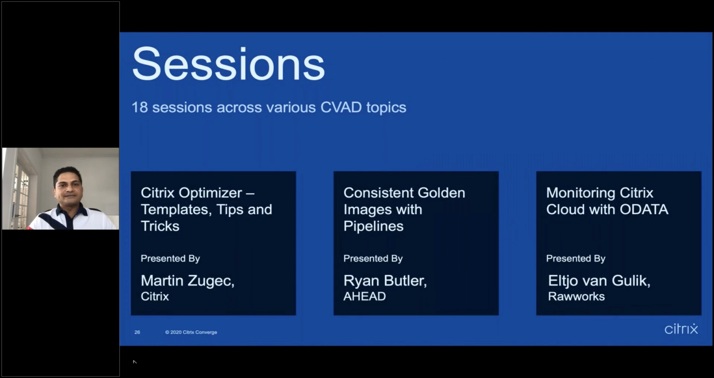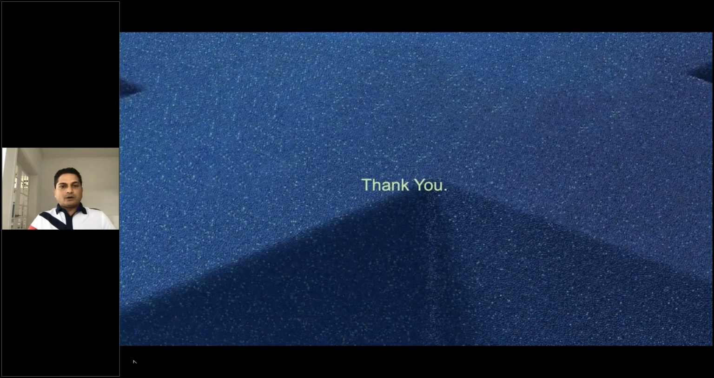This is the first year when CVAD APIs have been a part of Citrix Converge. When we opened up Converge for sessions, we had an overwhelming response and we had to shortlist. So we came out with the top 18 sessions. I'm sure there were a lot of good ones, but we could only accommodate 18. But we think these are the best. These include Martin Zugak talking about Citrix Optimizer, Ryan Butler talking about pipelines of golden images, and Eljo talking about how you monitor within the CVAD service using the OData APIs.